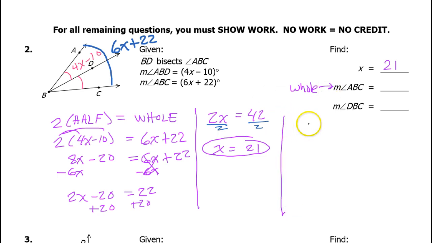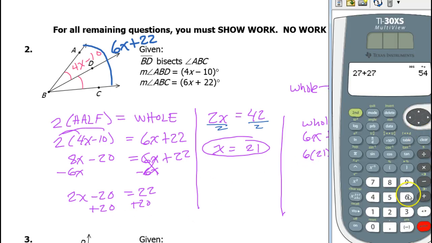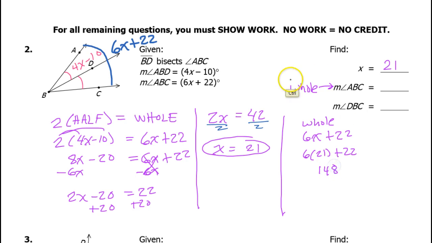Okay, so let's see. So if I'm going to find the whole, it is 6x plus 22. But now we know that x is 21, so that makes this 6 times 21 plus 22. Okay, so 6 times 21 plus 22. So that's 148. Okay, so that is the whole, that is angle ABC, 148 degrees.